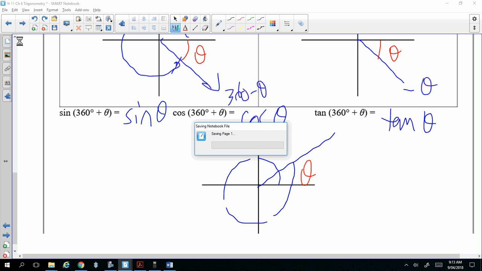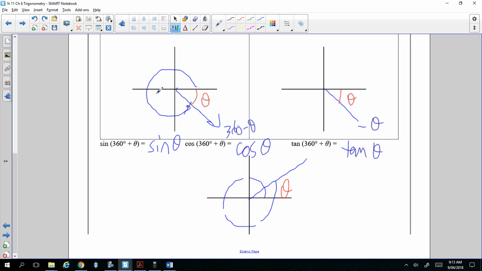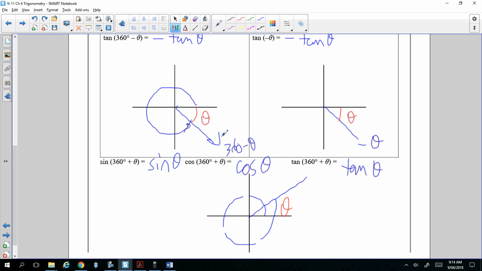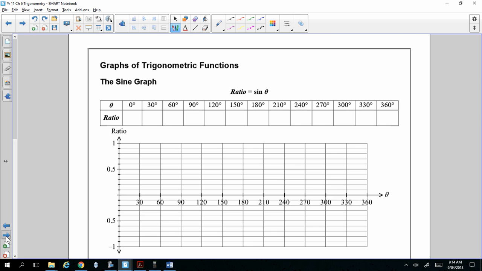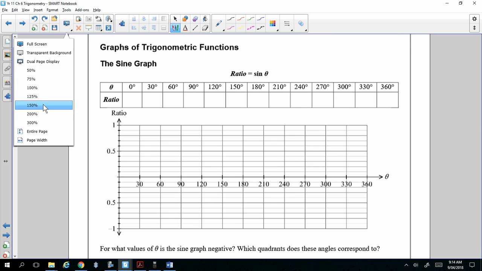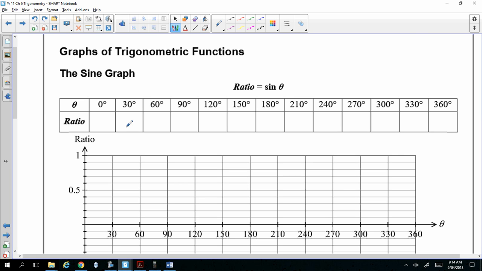The next thing we're going to do today is graphs. What happens if we graph this function on a number plane? Let's see what graphs we get. Okay, so we'll go to the next page. You do need a calculator for this. If you don't have a calculator, come to the front to borrow one. So get out your calculator.